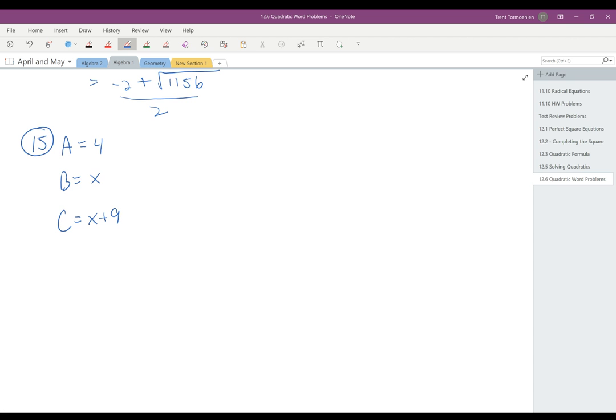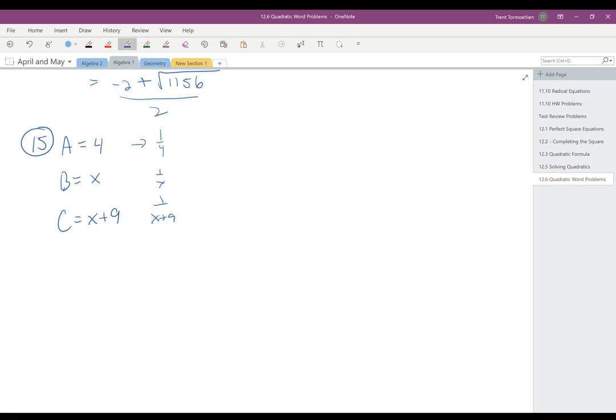So the way that we can do this, there's a couple of ways that you can set this up. The key is recognizing that if we know the number of hours it takes them to fill the tank, then we can find out their rate per hour. So their rates would be 1/4, 1 over x, and 1 over x plus 9. And it says when all 3 pipes are open, it takes 2 hours to fill the tank.